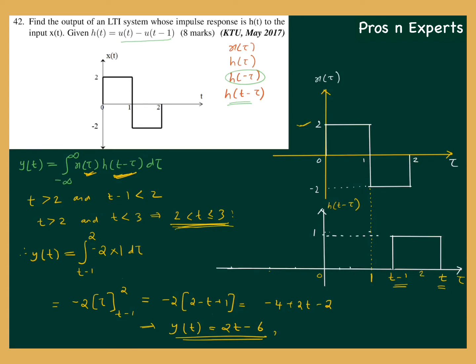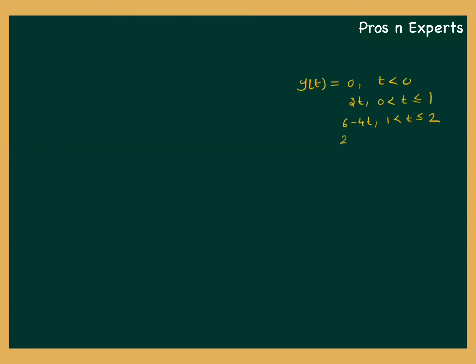2t minus 6 in the interval. Which interval? We have derived it as 2 less than t less than or equal to 3. So I can consolidate it as 2t minus 6 within 2 less than t less than or equal to 3.